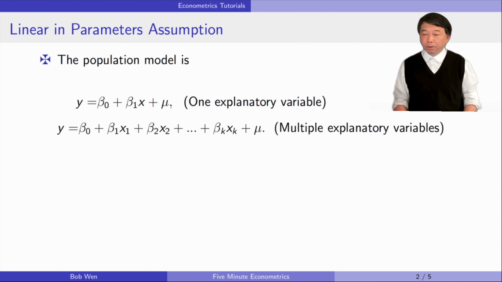The population model is also called the underlying data generating process. It represents the real relationship between the explanatory variable x and the outcome variable y. The population parameters describe the ceteris paribus effects or the causal effects of the explanatory variables on the outcome variable.